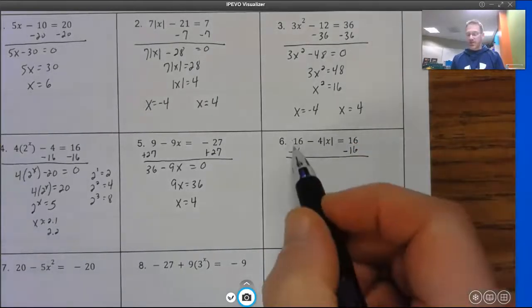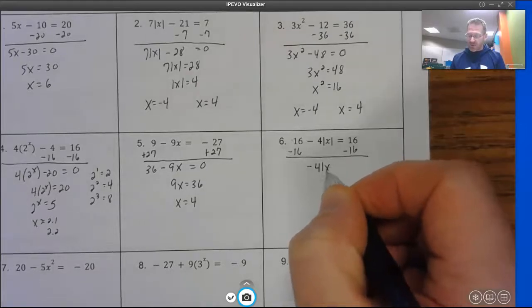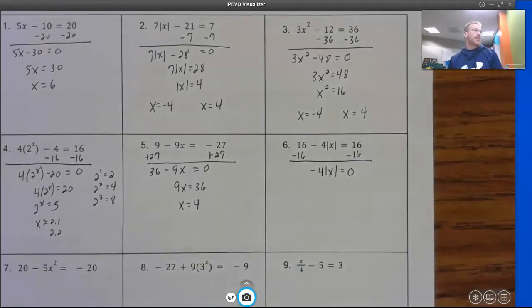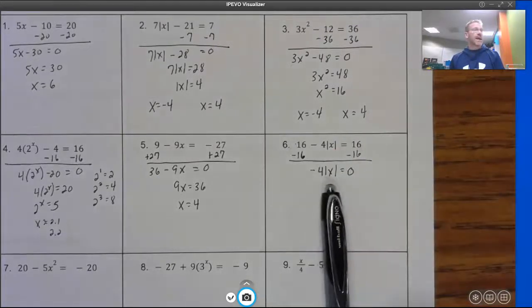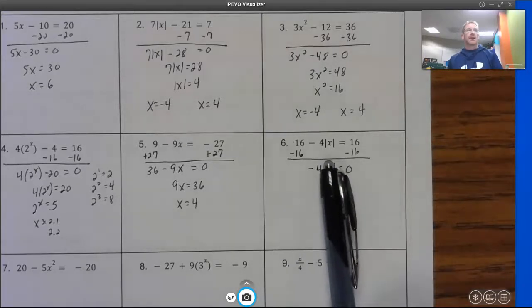Now, notice what happens here. 16 minus 16 is 0, so that's gone, and it just leaves me negative 4 times the absolute value of x, and this is also 0. All right, and that may happen sometimes, and that's totally fine. Now we're just back to our multiplication question, right? Negative 4 times what is 0? And that would be 0.